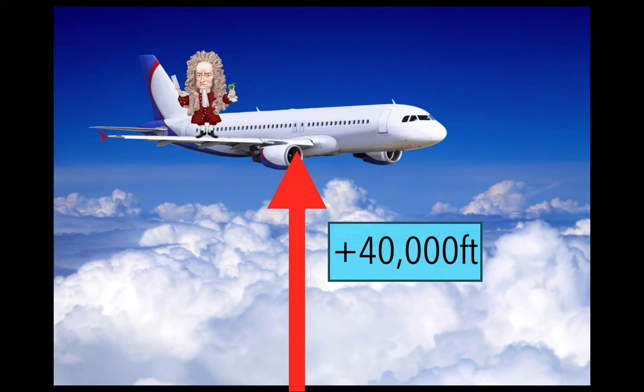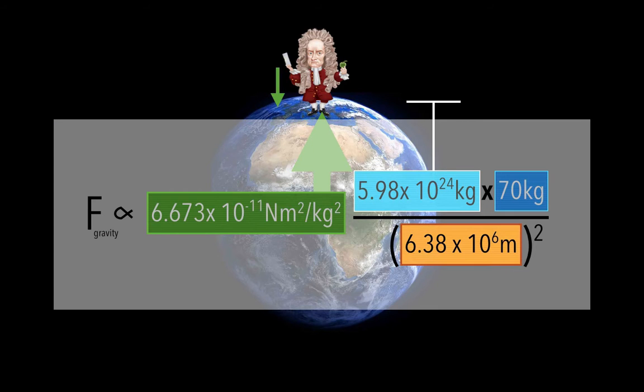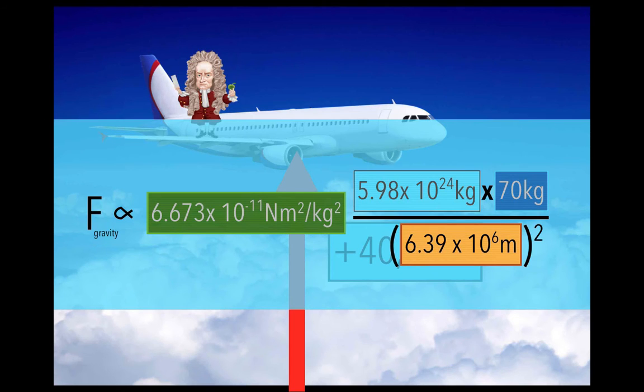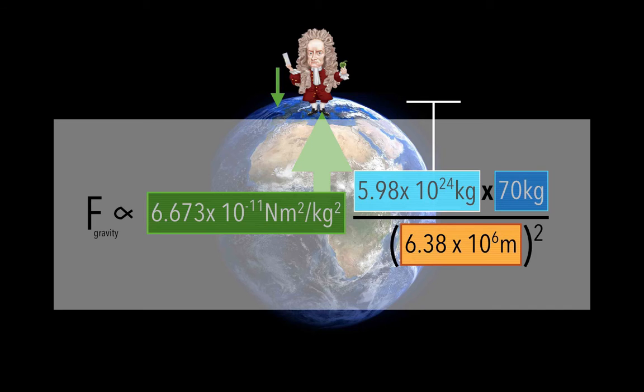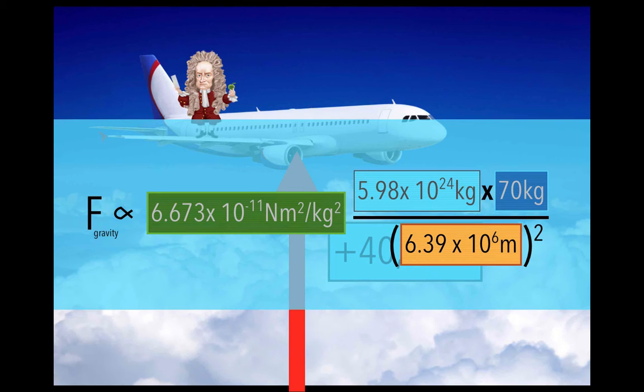Now, what would happen if Isaac Newton were on a plane 40,000 feet up? Well, first of all, I'd have to convert feet into meters, right? So if you take a look at the denominator position for my problem, you'll notice that it's going to increase. It's going to increase because the height has increased. He's now further away from the center of the Earth. Okay, so I went from 6.38 to 6.39. So he's just a little bit further.